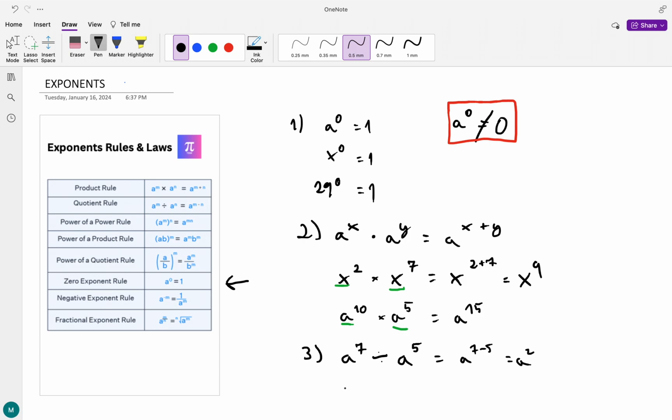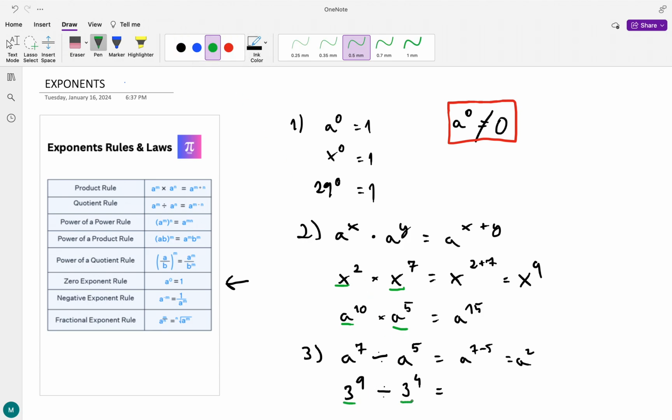Let's consider that we have 3 to the power of 9 divided by 3 to the power of 4. You probably do not know the answer of 3 to the power of 9. You probably do not know the answer, or you might, of 3 to the power of 4. And calculating those individually might take you a longer time than saying, hey, these are the same bases.